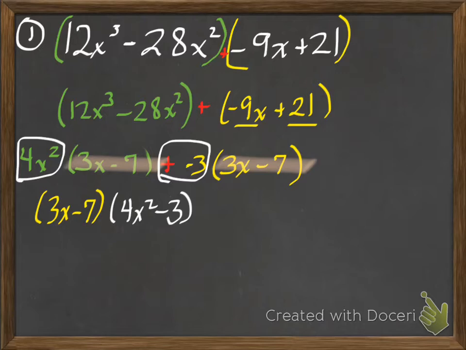If your second parenthesis, or if either one of your parentheses has a squared term, you want to check to see if it's a difference of squares. If it's squared, see if it's difference of squares. If it's cubed, see if it's sum or difference of cubes. So can I take the square root of 4x squared? That would give me 2x. Can I take the square root of 3? No. So we stop. So this is our answer.